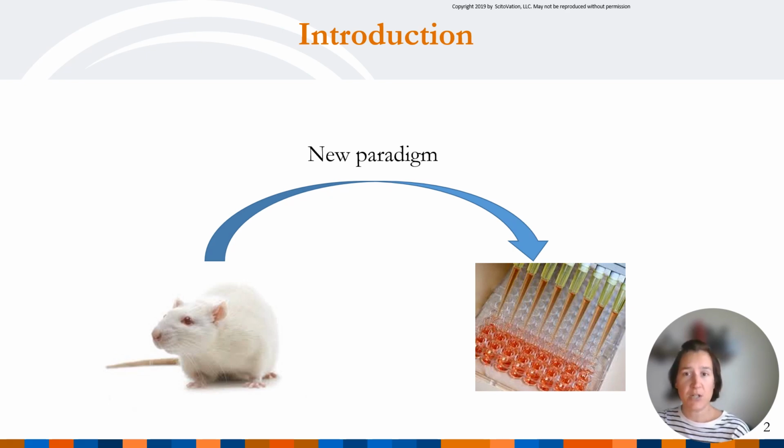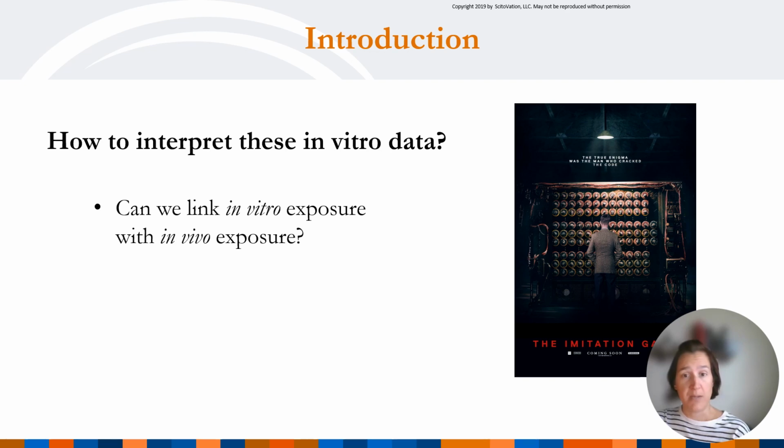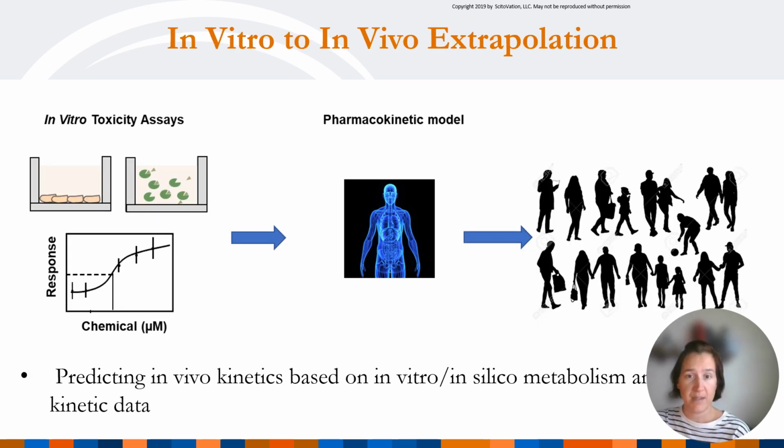The interpretation of high throughput screening data and other in vitro methods requires in vitro to in vivo extrapolation, IVIVE, for interpretation in a risk assessment context. So how to interpret these in vitro data? Can we link in vitro exposure with in vivo exposure? And what key relationship can we use to help interpret the data?